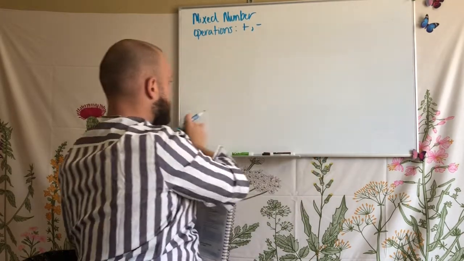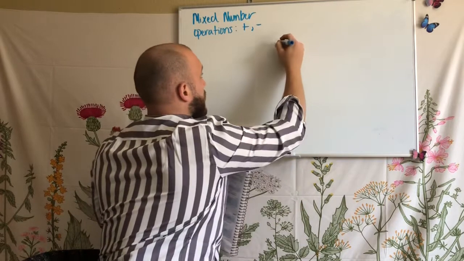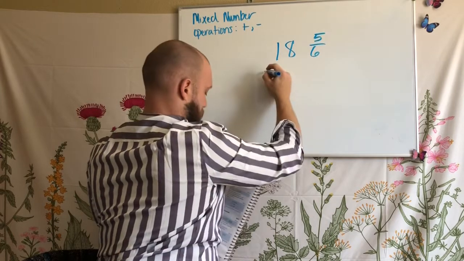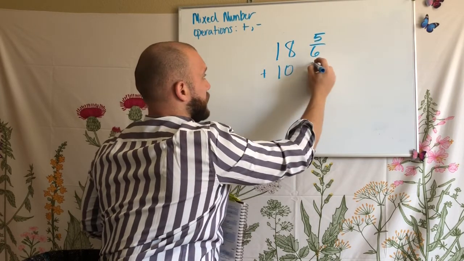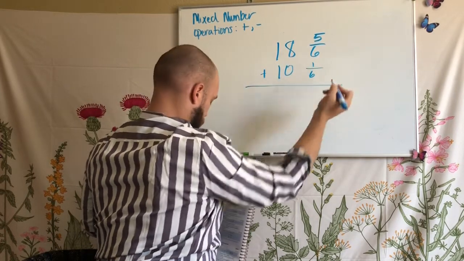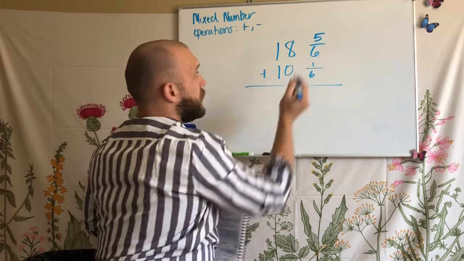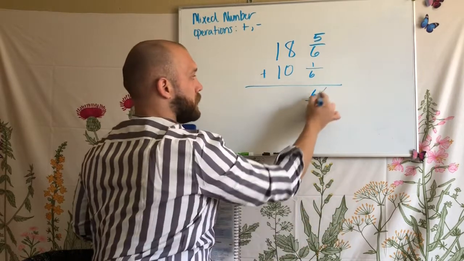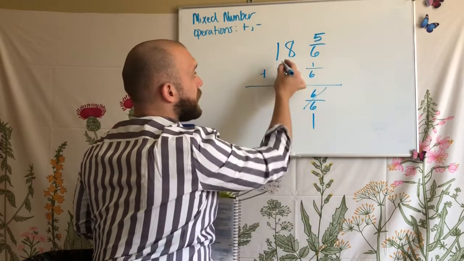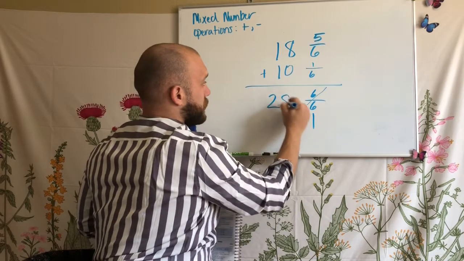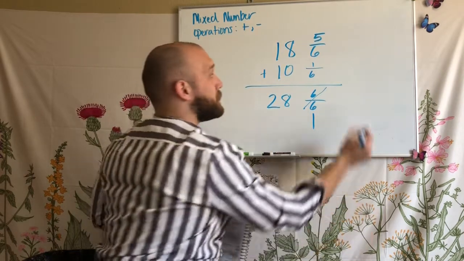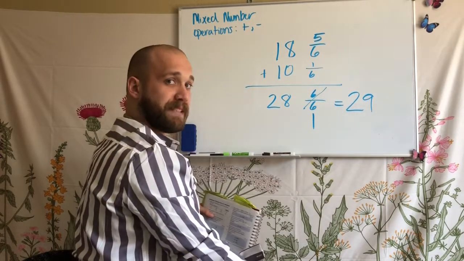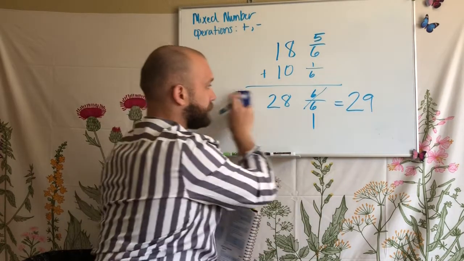And problem D. 18 5/6 plus 10 1/6. I know 5 plus 1 is 6. Denominator is going to stay the same. Look at that, a whole number. I know that equals 1. 18 plus 10 is 28. So now I have 28 plus 1, giving me 29. There's part 1 in lesson 85.